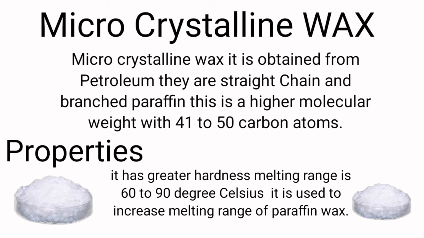Microcrystalline wax. Microcrystalline wax is obtained from petroleum. They are straight chain and branched paraffin. This is a higher molecular weight with 41 to 50 carbon atoms. Properties. It has greater hardness. Melting range is 60 to 90 degrees Celsius. It is used to increase melting range of paraffin wax.